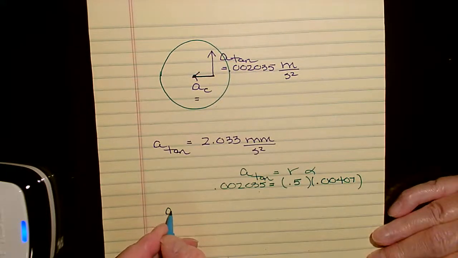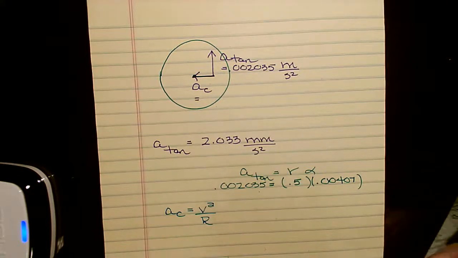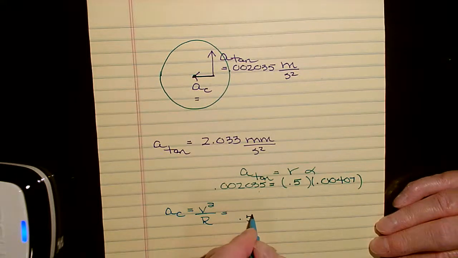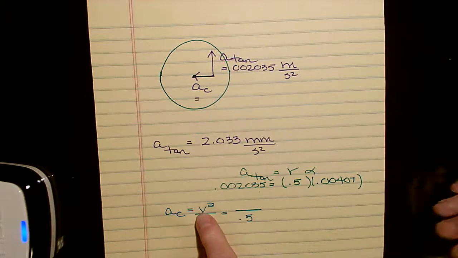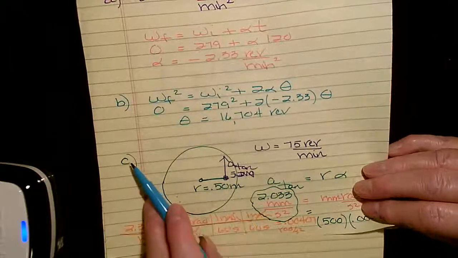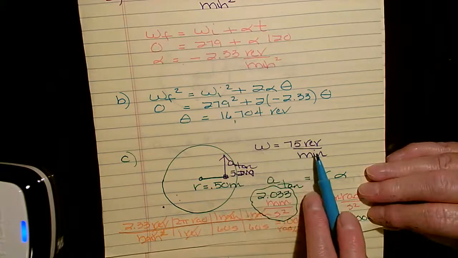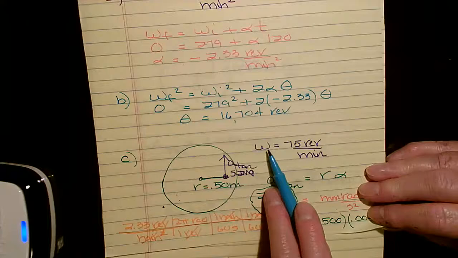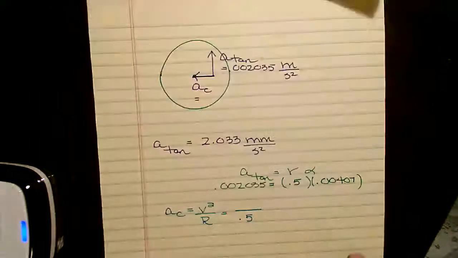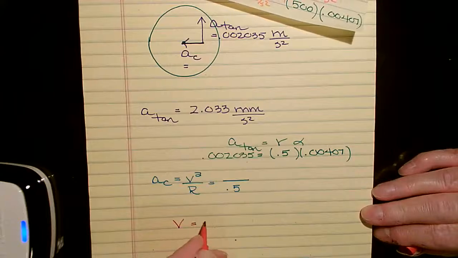All right, centripetal acceleration is going to be equal to V squared over R. Remember, I need everything to be in meters and seconds. We know what R is. It's going to be 0.5 meters. I got to figure out what V is. That's where this comes into play, that we are talking about the particle at the exact moment that it's going at 75 revs per minute. I got to turn W into V. I got to turn 75 revs per minute into meters per second. How about this? V equals RW.